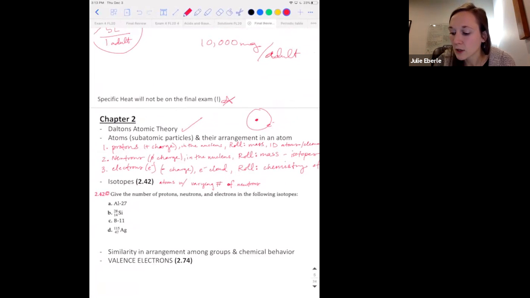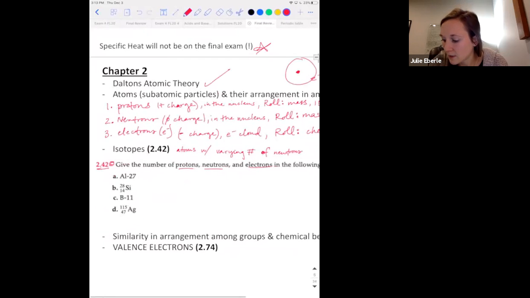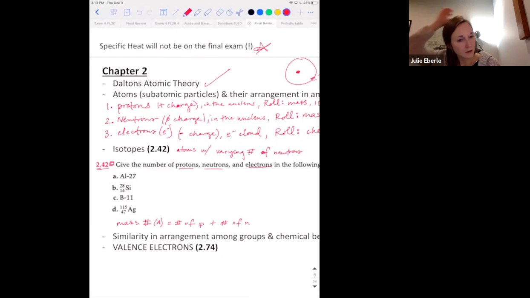isotopes. If you're looking, this is 2.42 from your textbook. If you're looking at these A, B, C, and D, we're going to go through and give the number of protons, neutrons, and electrons in each of these isotopes. Okay. Now, a couple things you may need to remember, mass number and atomic number. The mass number, what is that? I'm actually going to write that down here. Mass number. It's abbreviated with an A. It's very confusing, but it is the number of protons plus the number of neutrons. The number of protons plus the number of neutrons together, because those things contribute to the mass of an atom.